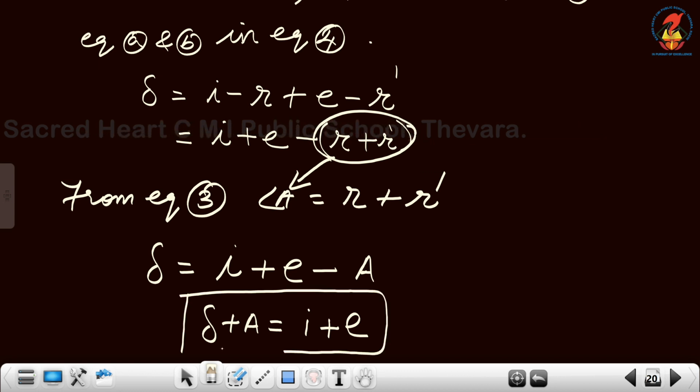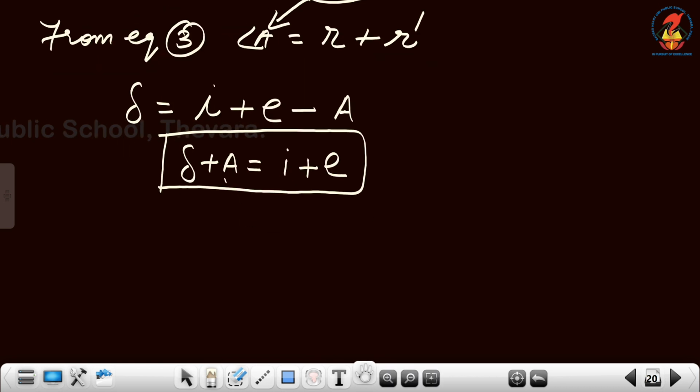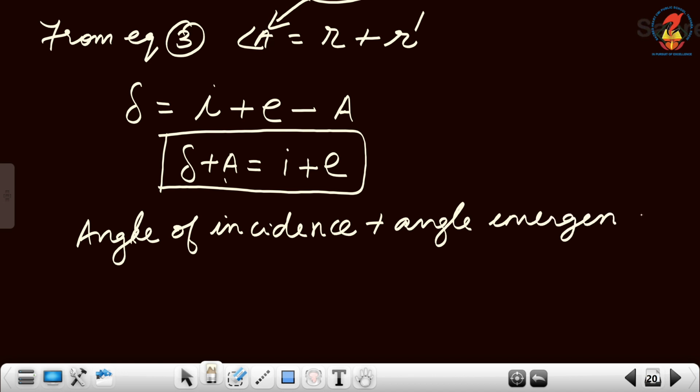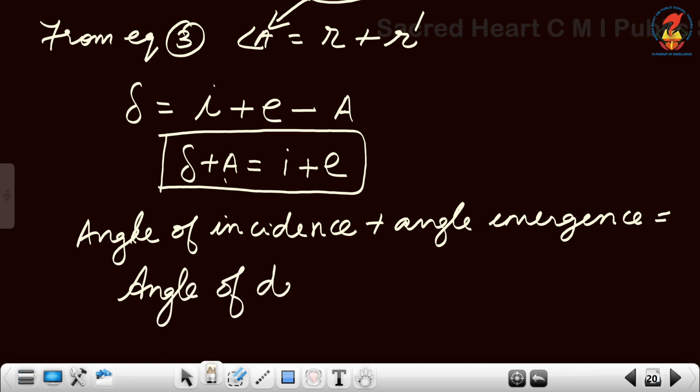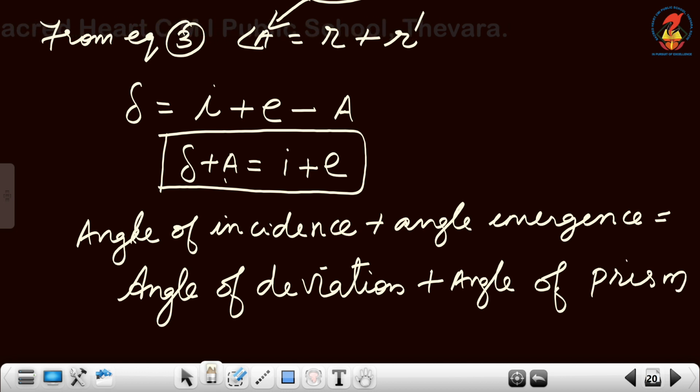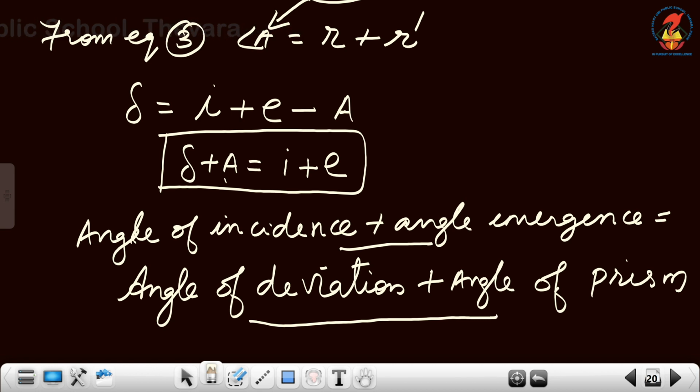This is the equation which relates angle of deviation, angle of prism, angle of incidence and angle of emergence, and hence we can conclude that for a prism, angle of incidence plus angle of emergence is equal to angle of deviation plus angle of prism. That is, the sum of angle of incidence and angle of emergence is equal to the sum of angle of deviation and angle of prism.